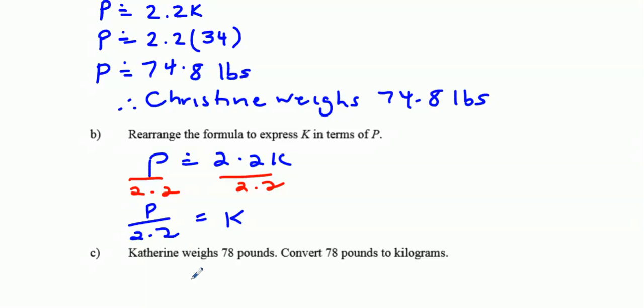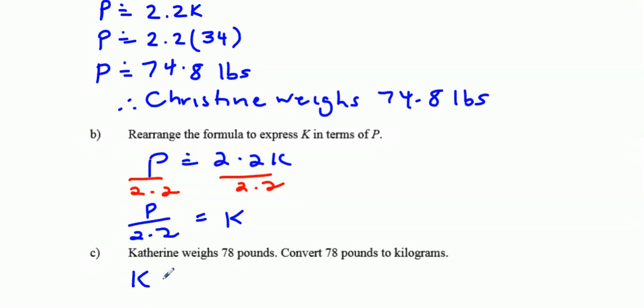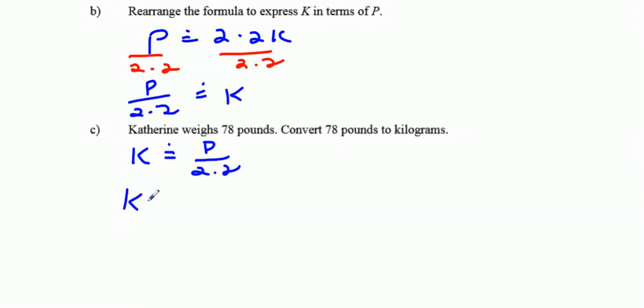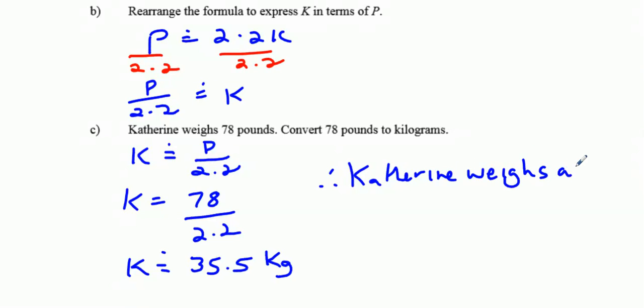So if a question is given to me like C, where it says Catherine weighs 78 pounds and convert 78 pounds to kilograms, I already have it in terms of K. I'll just use this one. Again, this is approximate. And then K is going to equal 78 divided by 2.2. And these must be kindergartners, so they don't weigh much. 78 divided by 2.2 is 35.5 approximately kilograms. Therefore, Catherine weighs about 35.5 kilograms.